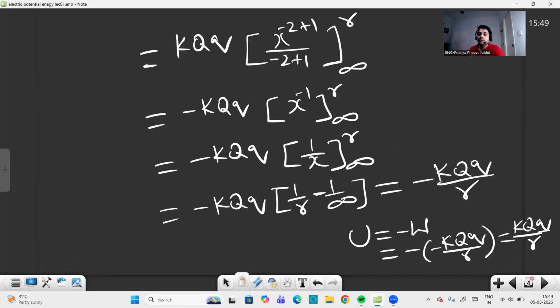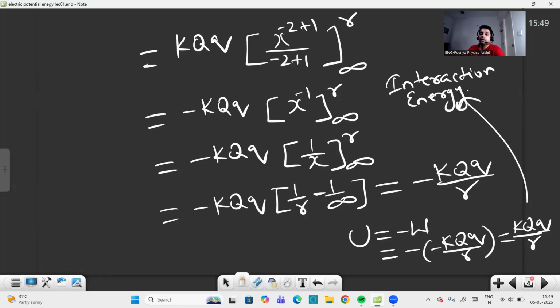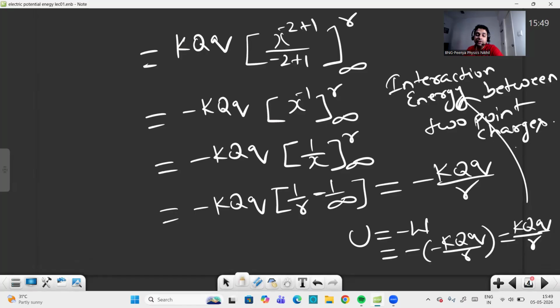So here we get the interaction energy. This is also known as the interaction energy between two point charges. Correct? If more than two point charges are there, meaning multiple charges in the system, then how do we find their interaction energy? We will see in the next slide.